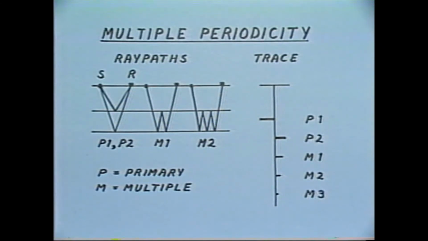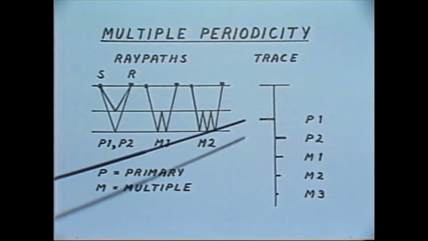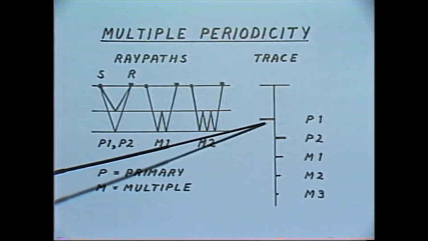Now, one particular characteristic of a sequence of multiple reflections is illustrated here. If we just look at 2 particular interfaces in the Earth, we would have primary reflection travel paths from those interfaces, and we would also have a series of multiples which are generated by energy which bounces up and down in that particular layer, so that you would have a series of travel paths of increasing travel time, such as this, giving a sequence of reflections, such as this.